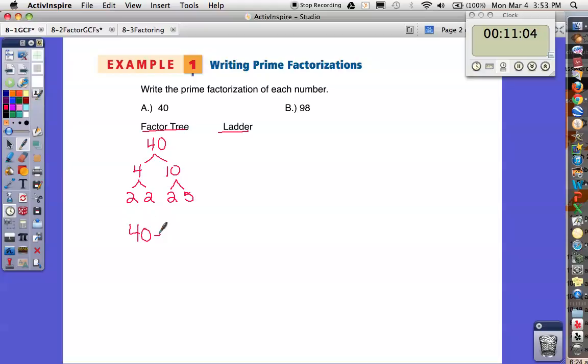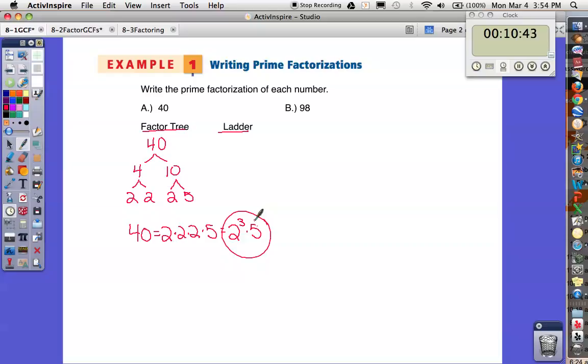Well, 40 is equivalent to 2 times 2 times 2 times 5, which is 2 cubed times 5. Don't multiply this out, guys, because if you multiply it out, you're going to get back to 40. You can do it as a check, but I want your answer to be the factorization. So your answer should be a product of prime numbers.